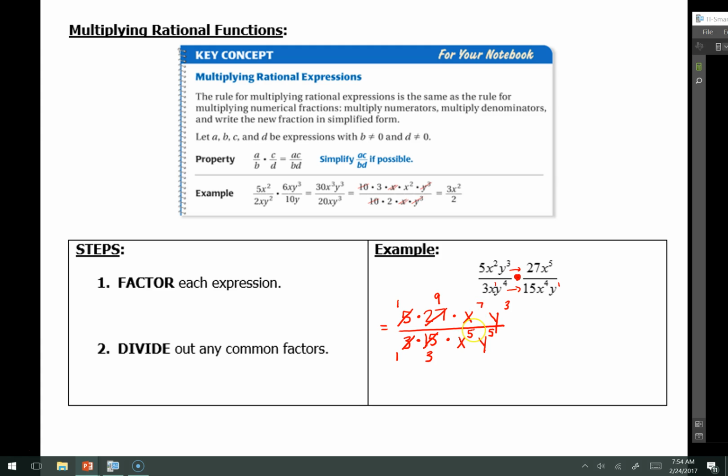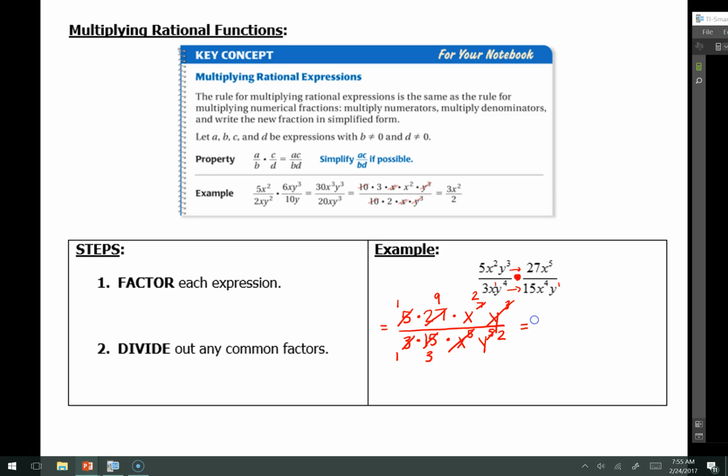That means I'm going to lose all of those x's from the denominator, and 7 minus 5 is 2, so there are going to be 2 left in the numerator. Now looking at my y's, I have 3 minus 5. The 5 is the larger exponent, so this one is going to divide out and have leftovers down in the denominator. So all of these 3 y's are going to disappear, and there are going to be 2 more that are left down in the denominator.